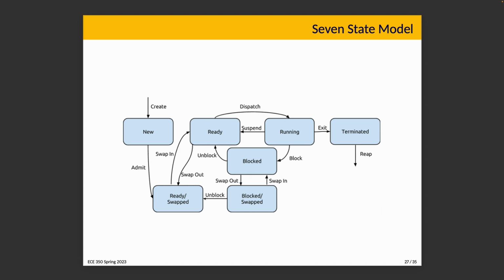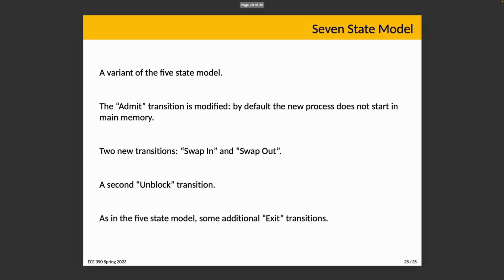We'll see as we get through the topics about memory and scheduling, the meanings of the different states and sort of how to make them work, and whether or not we even need these particular states. But we'll save that for later on when we've talked about memory in some more detail. As with the 5-state model, there are additional exit transitions. If a process is killed, regardless of whether it's in memory or on disk, then it moves to the terminated state.